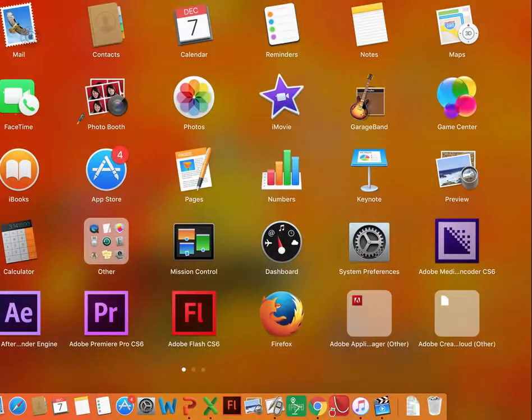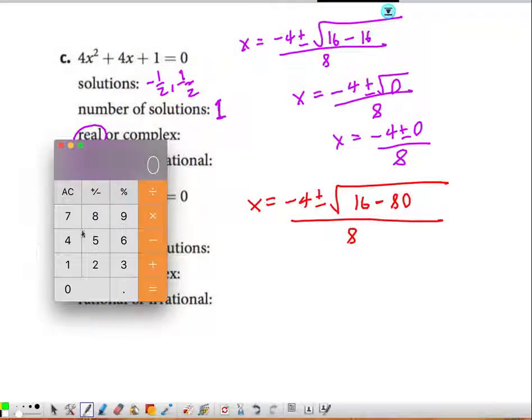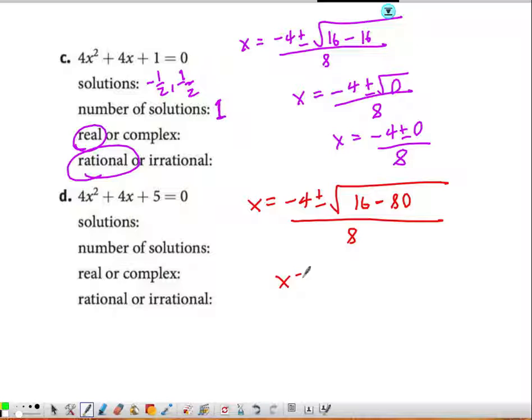So let's go ahead and simplify this. 16 minus 80, I hope. Yeah, -64. Okay. So x is equal to -4 plus or minus the square root of -64 over 8. Now we can simplify this.